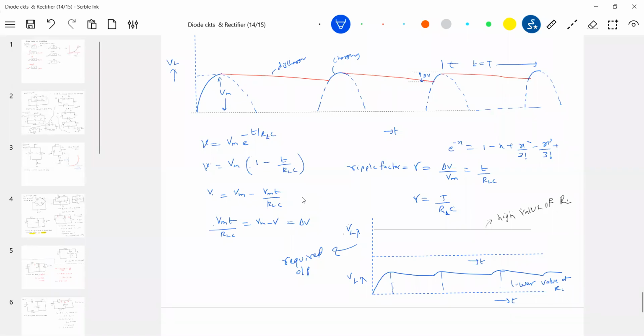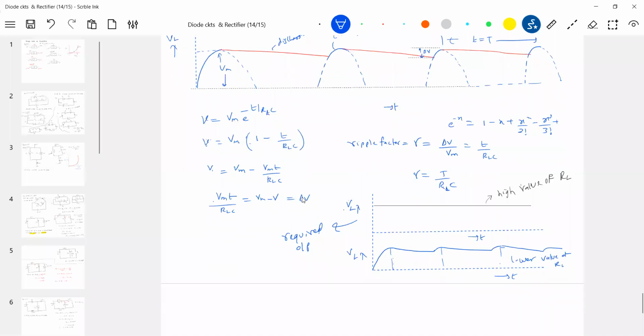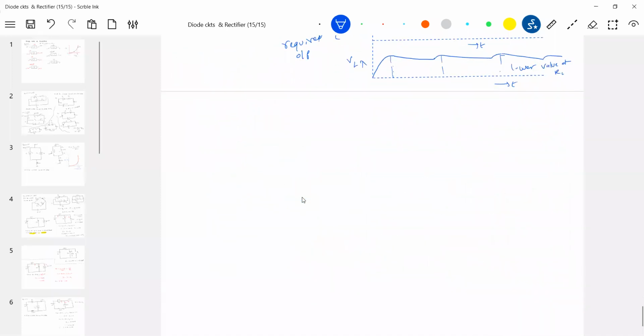This one, so one more, efficiency will go for it. Last one: efficiency of full wave rectifier and half wave rectifier.